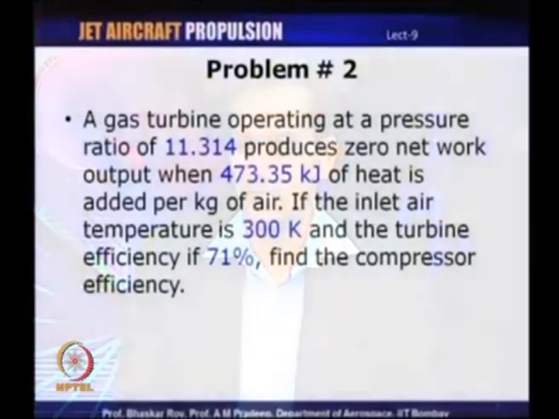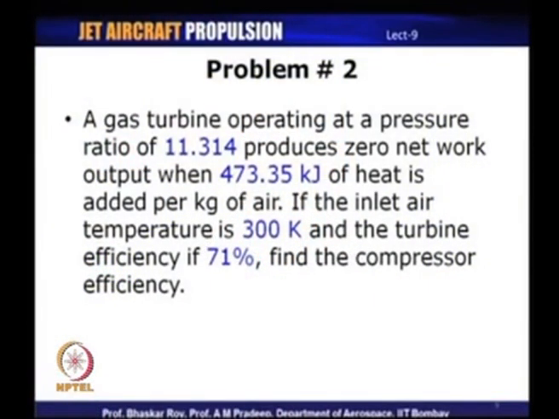So, let us take a look at the second problem that we have for us today. The second problem is again a gas turbine problem. Again, in some sense it is basically a Brayton cycle problem. So, here we have a gas turbine operating at a pressure ratio of 11.314, which produces 0 net work output when 473.35 kilojoules of heat is added per kilogram of air. If the inlet air temperature is 300 Kelvin and the turbine efficiency is 71%, find the compressor efficiency.